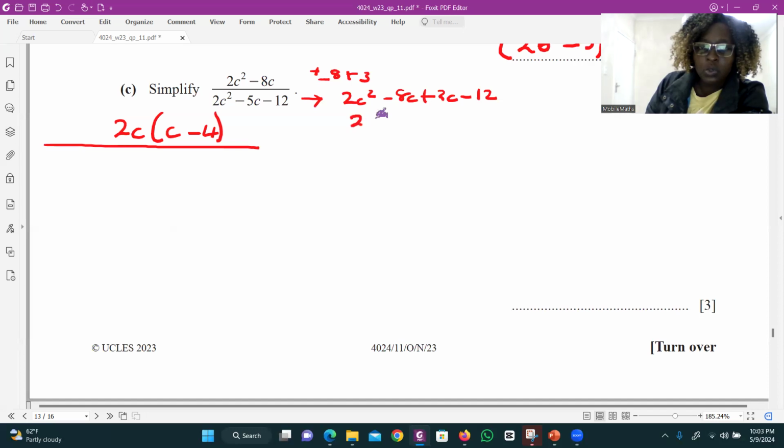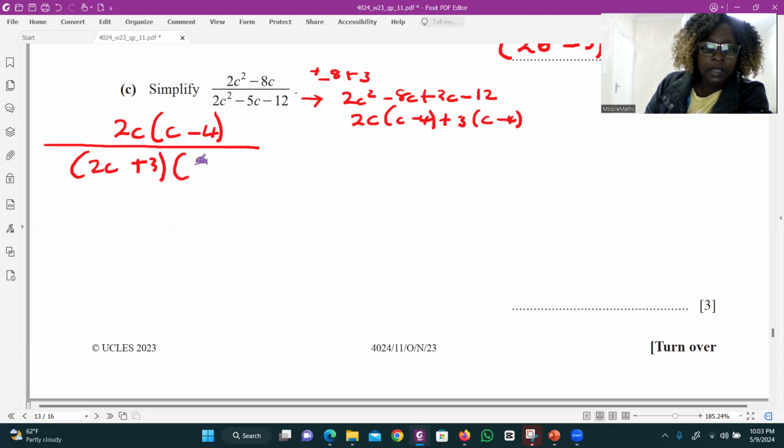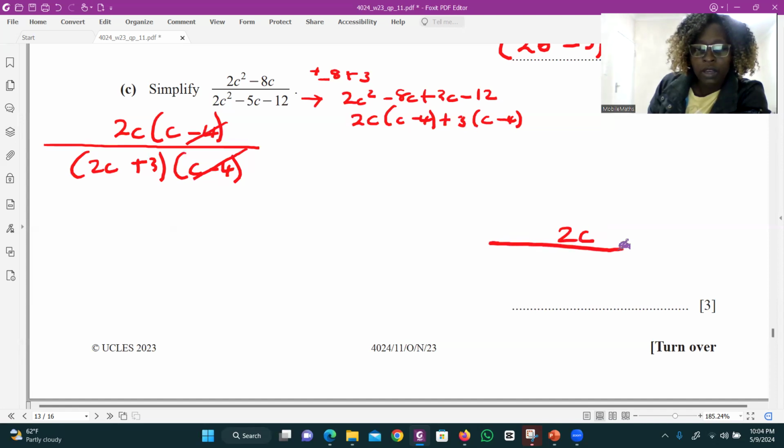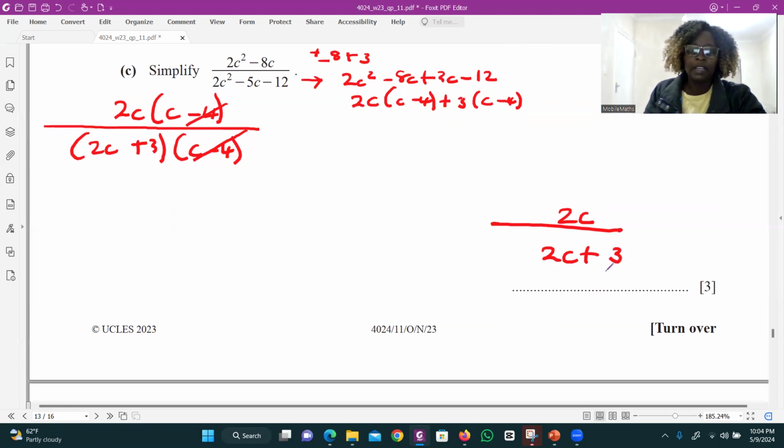Factorizing, this is 2c, I remain with c minus 4. Then the other part I can take plus 3 here, then I will have c minus 4 there. So on the bottom I've got 2c plus 3 multiplying with c minus 4, like this. So these 4s, they cancel off each other. So our final answer is going to be 2c over 2c plus 3. Okay, fine. Let's move on.